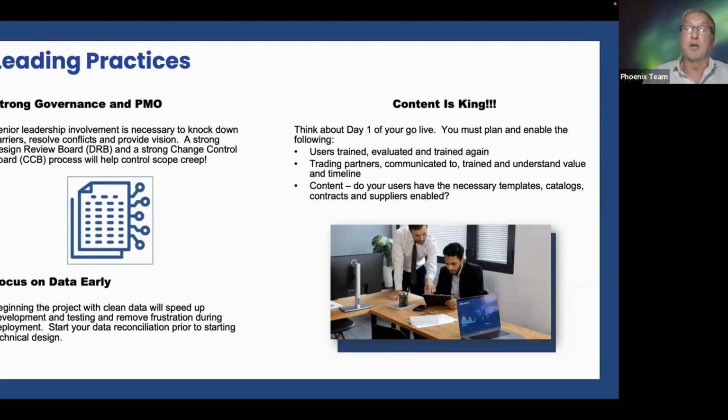But senior leadership is key because having a strong design review board and a strong CCB, change control board, will help control scope creep. And scope creep is one of the main risks you're going to see. I'm going to talk about that in a few minutes. But if you have a strong DRB and CCB, they will see through the fear, uncertainty, and doubt and be able to direct that appropriately.